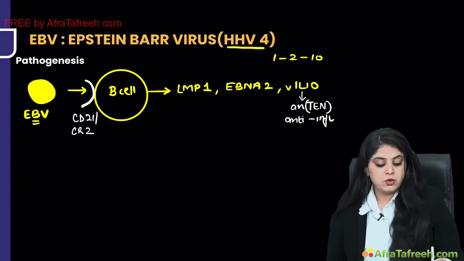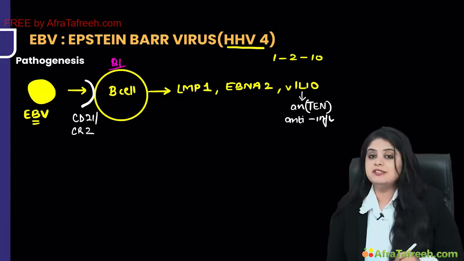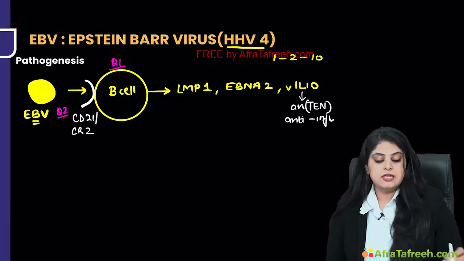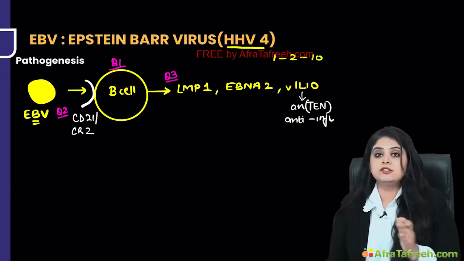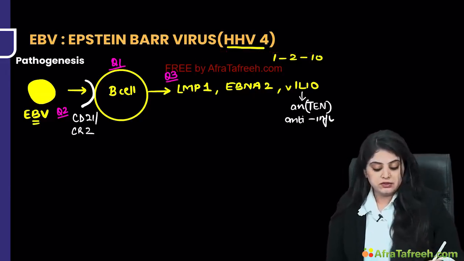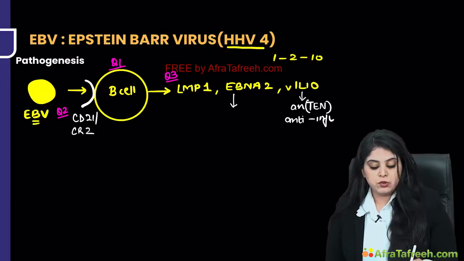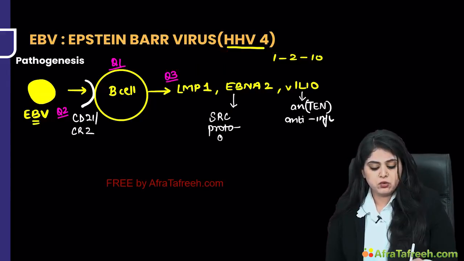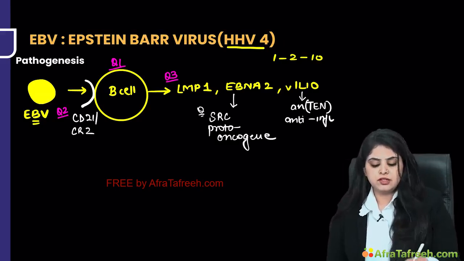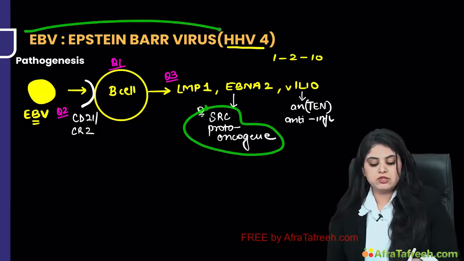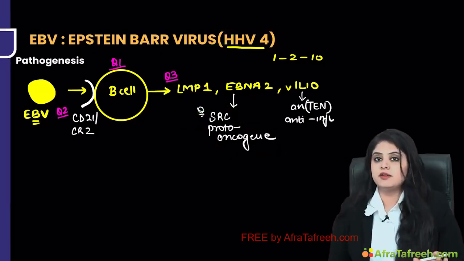Before I proceed, question 1, which cell of the body? B cell. Question 2, what is the receptor? It is CD21 or CR2. Then we have LMP1, EBNA2 and interleukin 10. So these are the 3 things that it releases. Please note that this EBNA2 is responsible for activating an SRC proto-oncogene. This information is only important for INI CET aspirants. It acts on SRC proto-oncogene. So they'll ask you a simple question: SRC proto-oncogene is implicated in the pathogenesis of which virus? And that is Epstein-Barr virus.